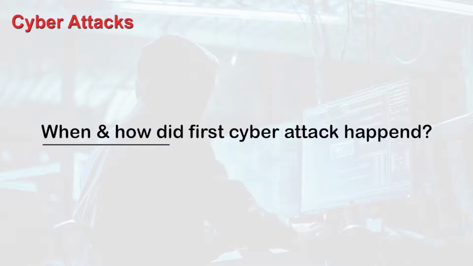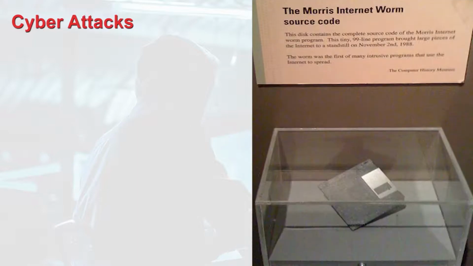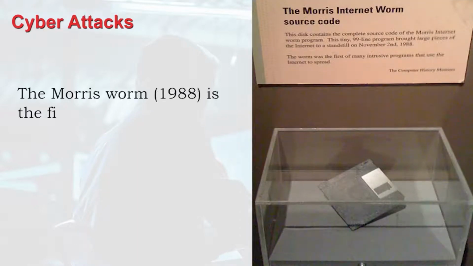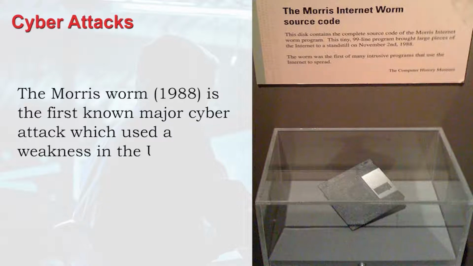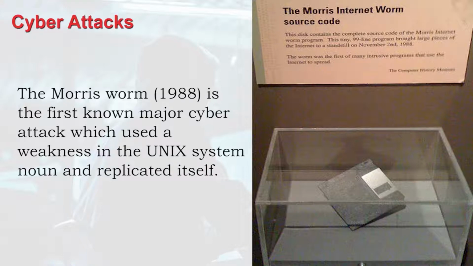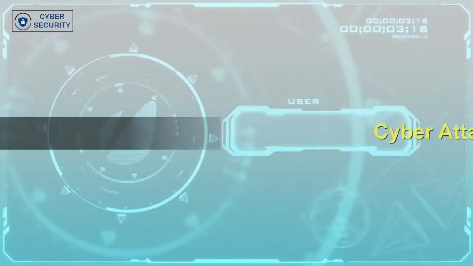When did the first cyber attack happen and how did it happen? The Morris worm, which was executed in the year 1988, is the first known major cyber attack. It used a weakness in the Unix system and replicated itself. The worm was developed by Robert Tappan Morris, who became the first person ever to be convicted under the US Computer Fraud and Abuse Act.